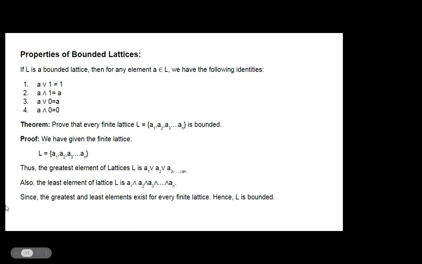We can get the greatest element by ORing all the elements and the least element by ANDing all the elements. Taking the intersection of the sets gives the least element, and taking the union of all the elements, or performing the OR operation on all the elements, gives the greatest element. As we can evaluate these elements, we can say that L is a bounded lattice.